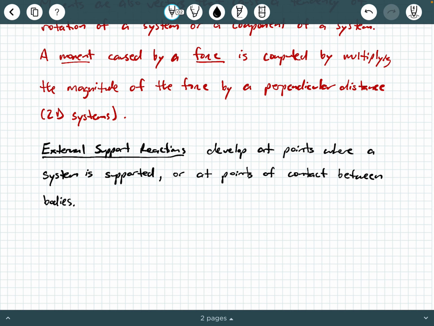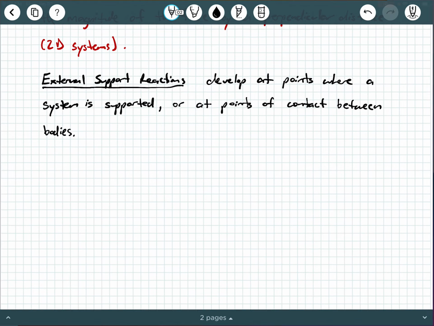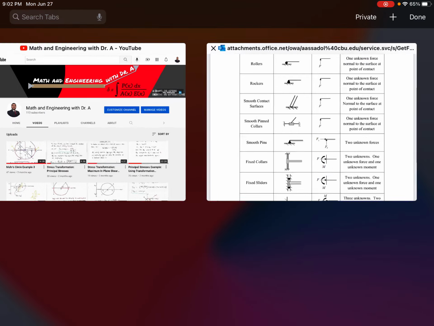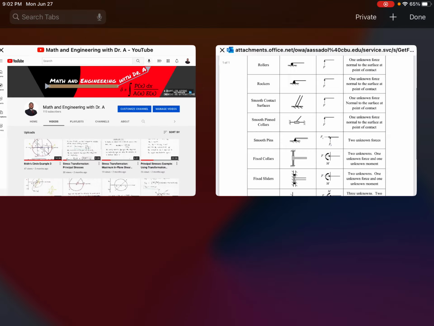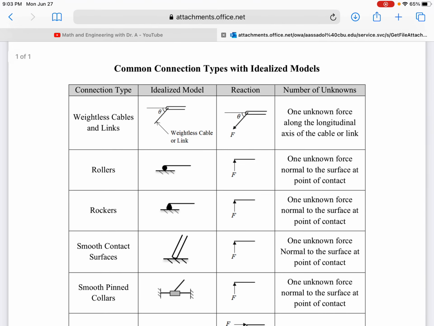So let's look at a table that has some common two-dimensional external support reaction figures. Okay, so I'm going to switch screens here, and we're going to take a look at this table right here. As you can see, I'm having trouble scrolling. Okay, so this table is called Common Connection Types with Idealized Model. So in this table, we have several different connection types.